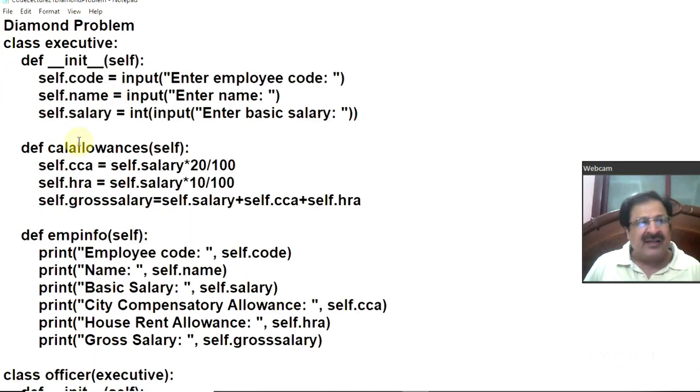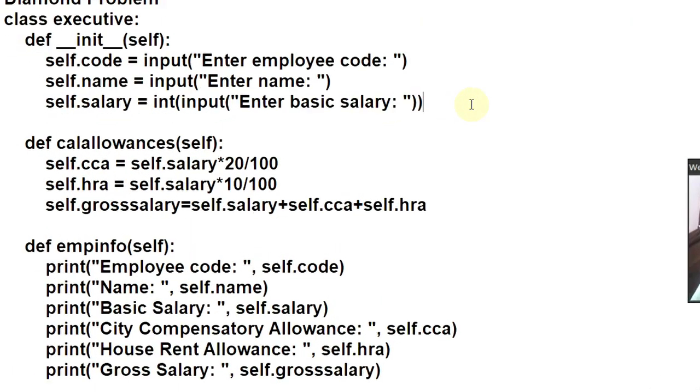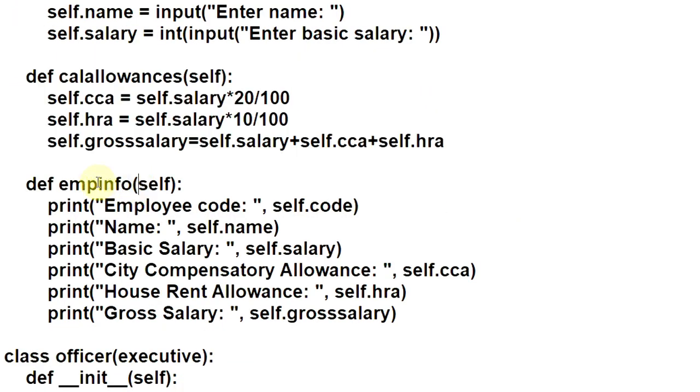This is the executive class. It has a default constructor asking the user to enter code, name and salary. This is a cal allowance function with certain formulas. This EMP info function is the only one in the entire program, and it does what? It displays the code, name and salary which are entered by the user, and it displays the three things CCA, HRA and grocery which are computed in the cal allowance function.